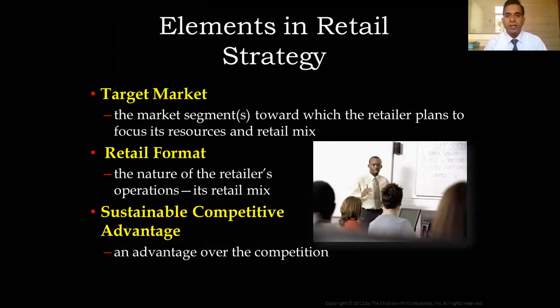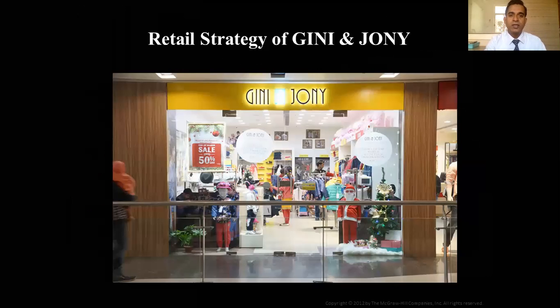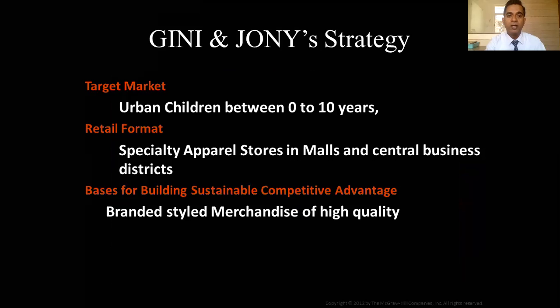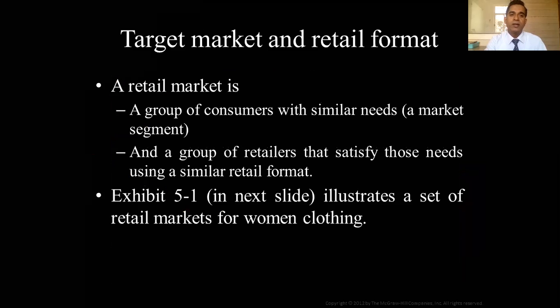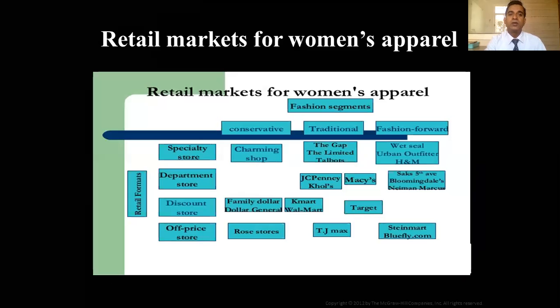So the elements in a retail strategy are target market, retail format, and sustainable competitive advantage. Sustainable competitive advantage is nothing but positioning and differentiation. Please remember, these elements of retail strategy were illustrated with the example of Ginny and Johnny specialty apparel store. Then we learned in detail about the target market and retail format, with one more illustration of retail markets for women's apparel in USA.